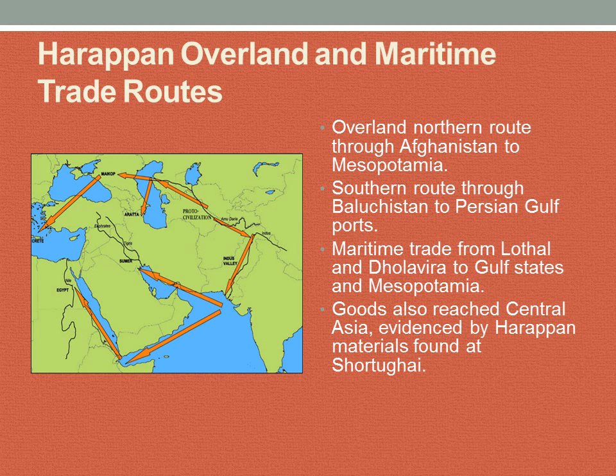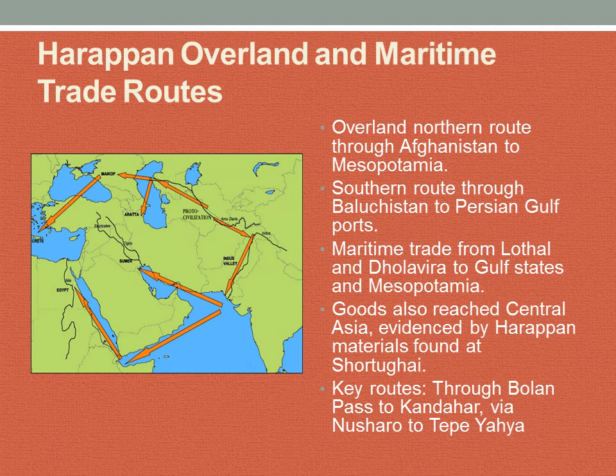Goods also reached Central Asia, evidenced by Harappan materials found at Shortughai. Shortughai is considered to be a Harappan trading post in northern Afghanistan. So from the evidence of a trading post in northern Afghanistan, we can understand that it was through this place that the goods from the Harappan culture reached Central Asia. So the trade influence of the Indus Valley civilization was very widespread.